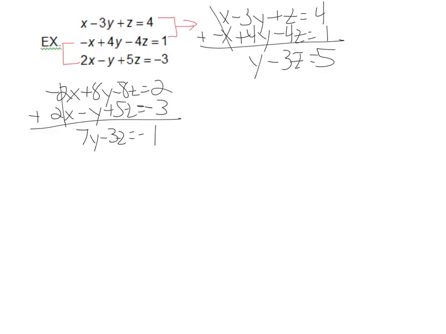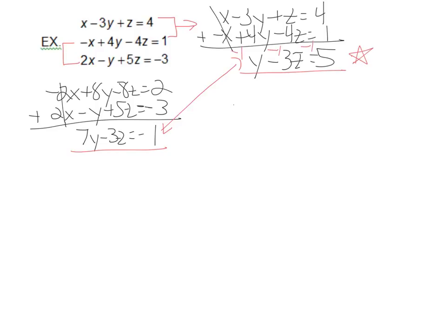Now I have 2 equations with 2 variables, both y and z. y minus 3z equals 5. 7y minus 3z equals negative 1. So I'm going to put those 2 smaller equations together, and I have to decide if I want to get rid of the y's or the z's. Since the z's already have 3's in front of them, I'm going to choose z's. But one has to be positive and one has to be negative. So I'm going to multiply the y minus 3z equals 5 equation, everything by negative 1, so that I can make my z's cancel out.